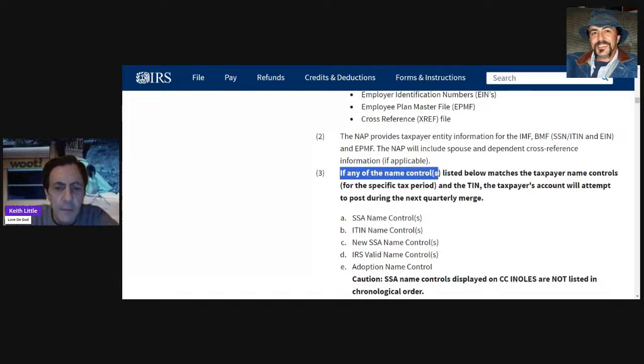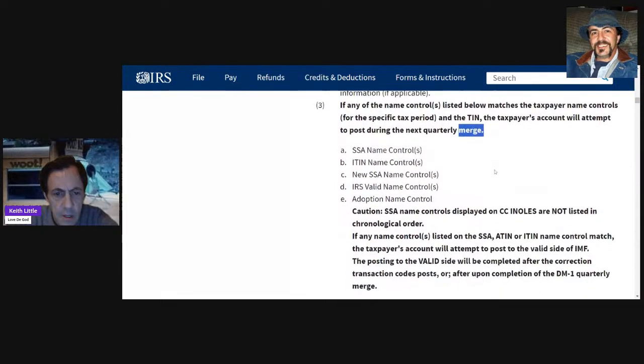If any of the name controls listed below matches the taxpayer name controls for the specific tax period and the TIN, the taxpayer's account will attempt to post during the next quarterly merge. SSA name controllers, ITIN name controllers, new SSA name controllers. See, that's Social Security Administration name. That's not your name, it belongs to them.